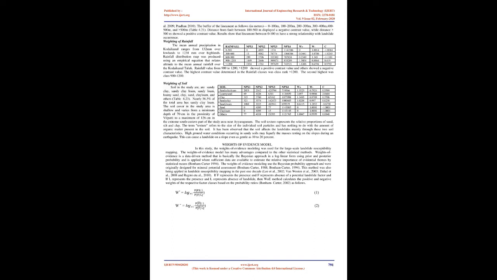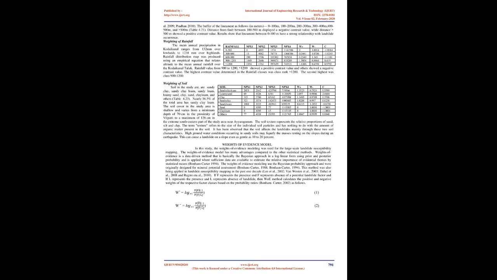Lee 2007, Pradhan et al. 2009, Pradhan 2010. The buffer of the lineament is as follows, in meters: 0-100 m, 100-200 m, 200-300 m, 300-400 m, 400-500 m, and more than 500 m, Table 4.21. Distance from fault between 100 to 500 m displayed a negative contrast value, while distance above 500 m showed a positive contrast value. Results show that lineament between 0 to 100 m have a strong relationship with landslide occurrence.